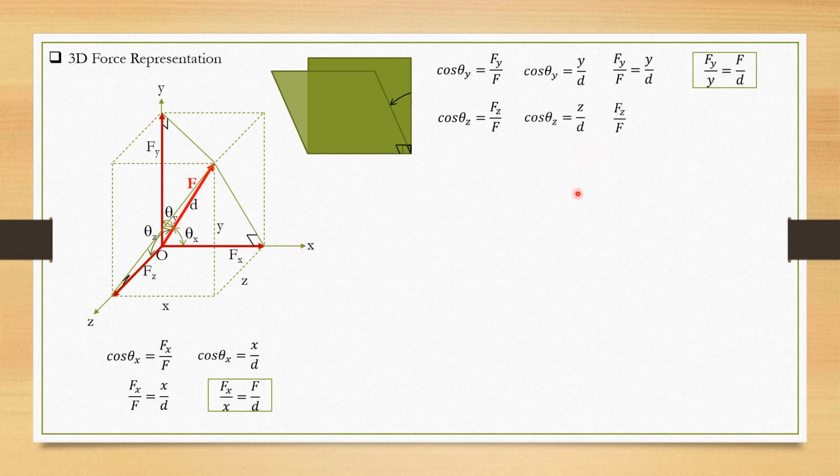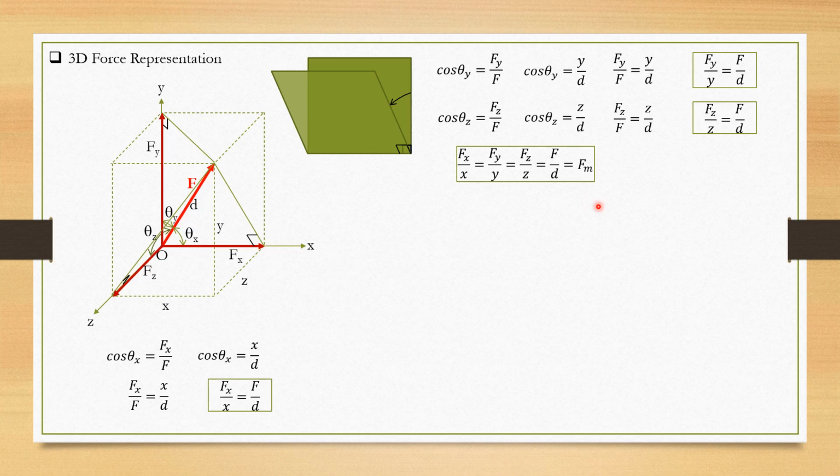So again, equating cosine theta z, we have Fz over F equals z over d, and interchanging the position of F and z, Fz, the z component of force, divided by the z component of distance equals force over distance. Now we form these ratios, and we write them as one: Fx over x equals Fy over y equals Fz over z equals F over d, or simply the force multiplier. So the ratio of the force to the distance where that force is directed to is called the force multiplier. And we form these equal ratios.